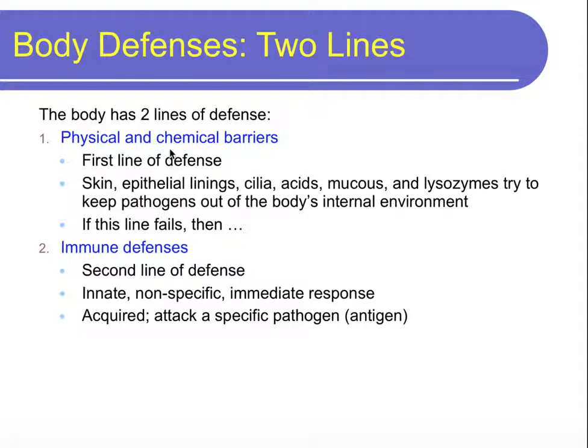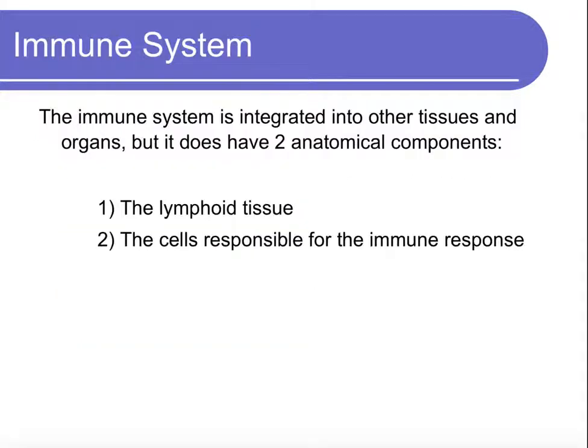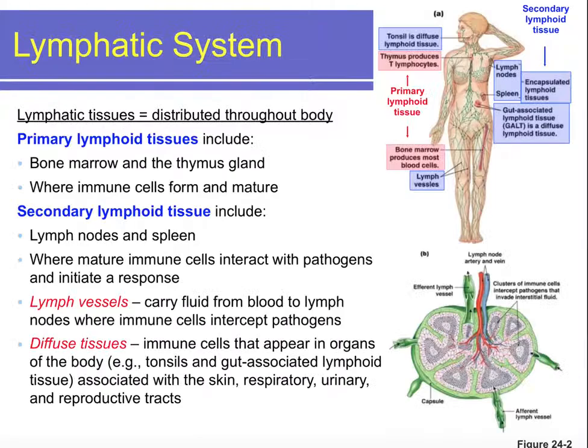But if this first line of defense fails, then we're going to need our second line of defense, which are your immune cells. And so our immune system will respond with either innate or acquired immunity. So we'll take a look at two. But first, let's make sure we understand what the immune system is composed of. So we have our lymphatic tissue and then obviously our immune white blood cells.